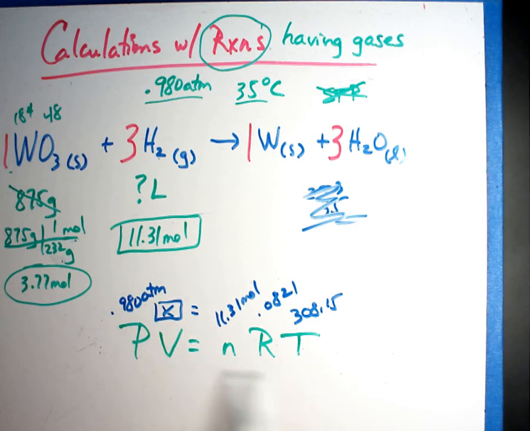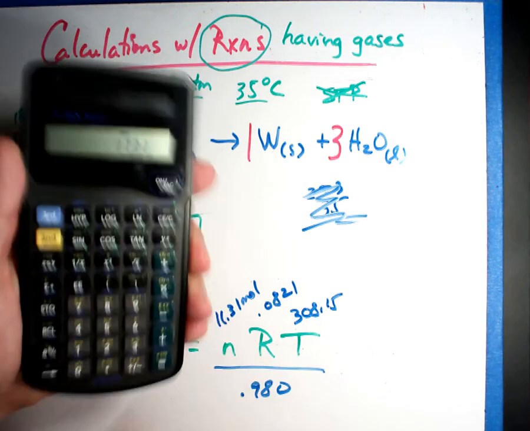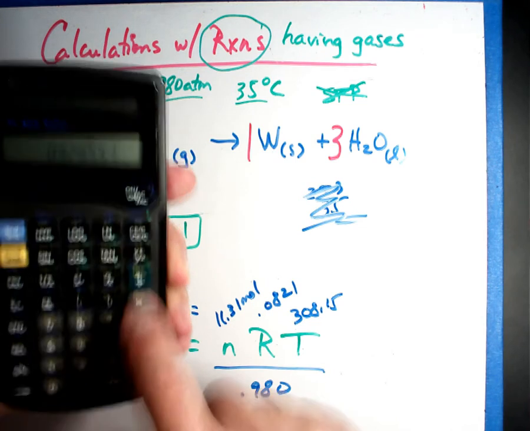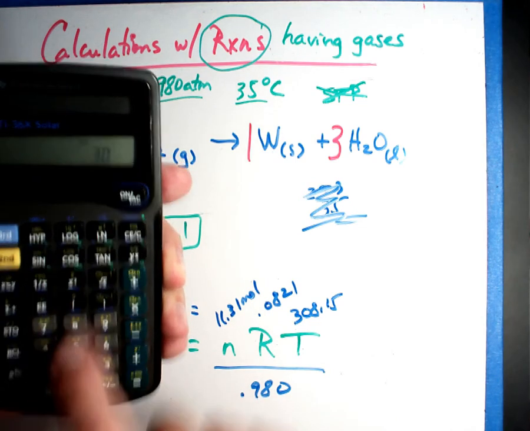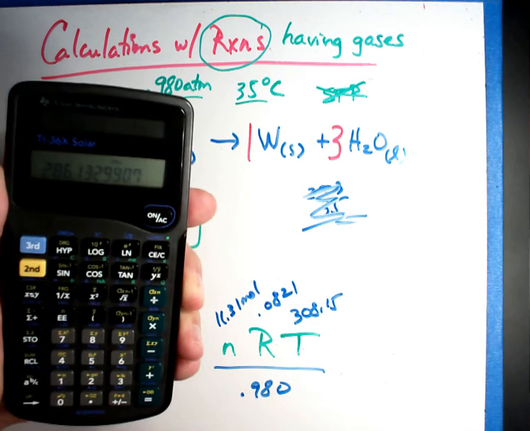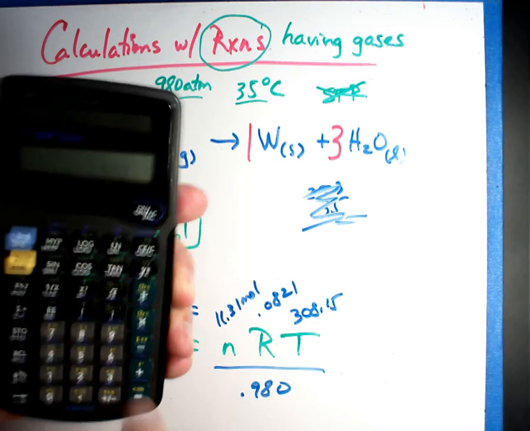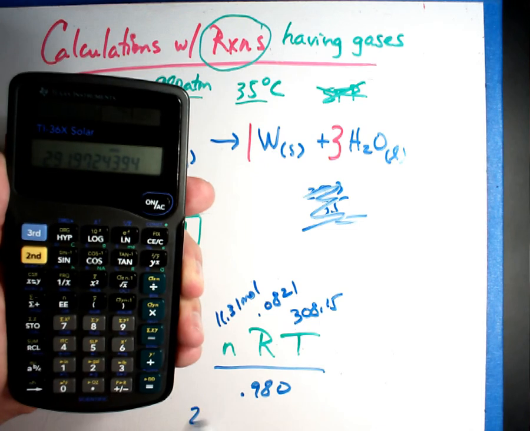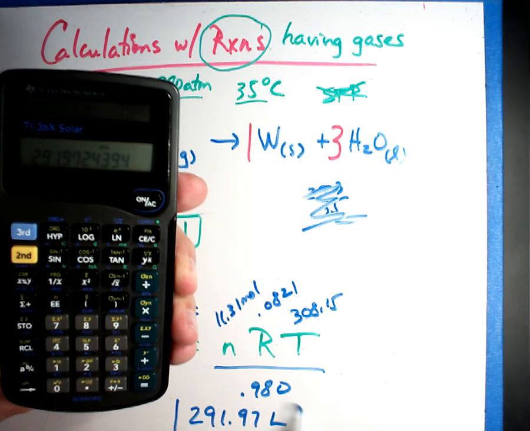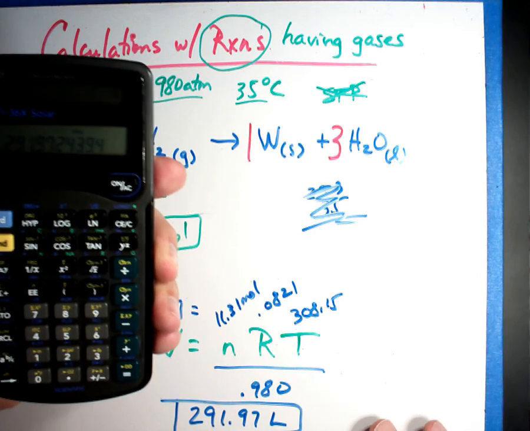So if I take this and divide by 0.980, that disappears, and I'm going to have my answer, and it's going to be in liters. So I'm going to take 11.31 times 0.0821 times 308.15, divided by 0.980. My answer is 291.97 liters. See if that shows up on the screen. Yeah, it does.